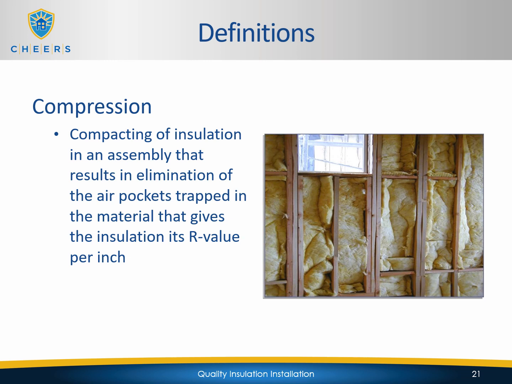Compression is the compacting of insulation in an assembly that results in elimination of air pockets trapped in the material that gives the insulation its R value per inch. Compression is very detrimental to insulation. So the more compressed the insulation is, the less effective the insulation actually is. For example, you could have a piece of batt that's an R13 in the wall, but a compressed R13 batt might only have an R7, R5, R3 value due to the fact that it's compressed.